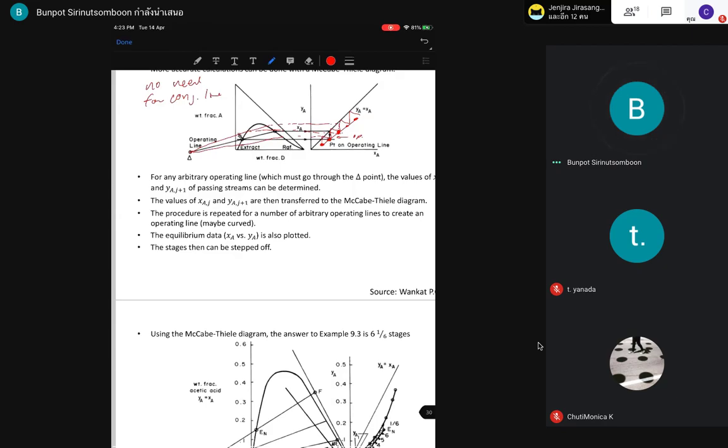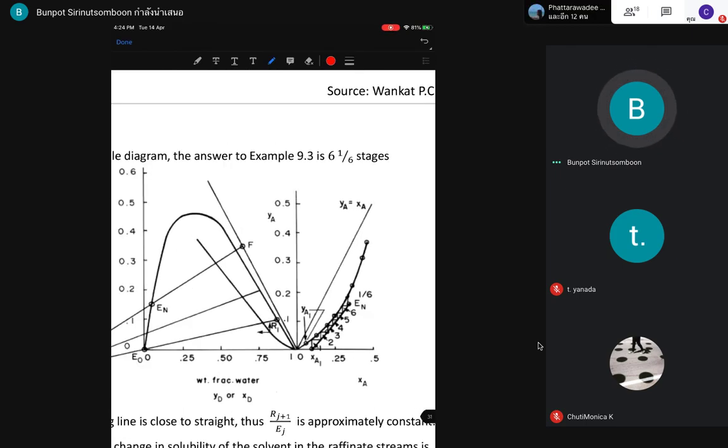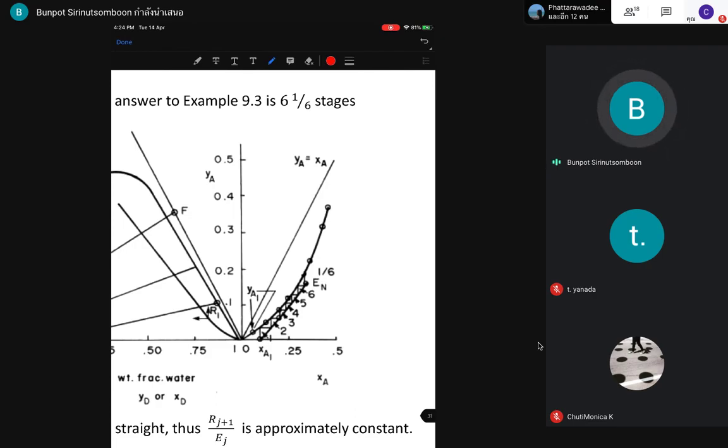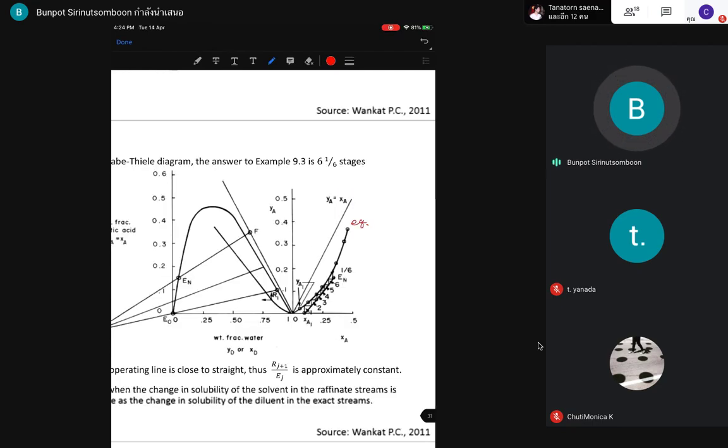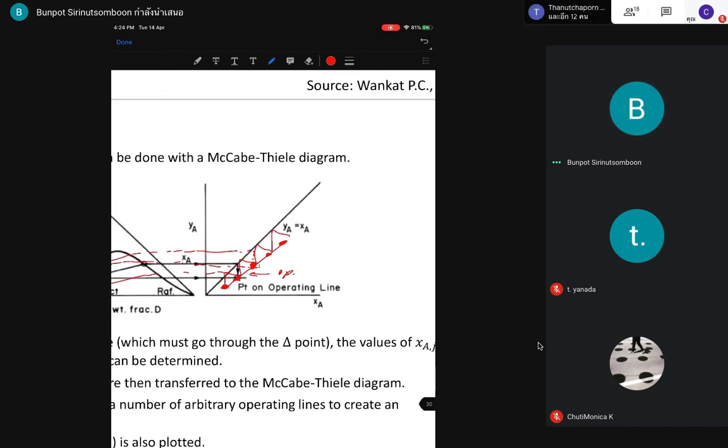So this is a combination between the triangle diagram and the Marquette field diagram to get this overlapping line. So this is the equilibrium line. Okay. Oh yeah, this line right here.